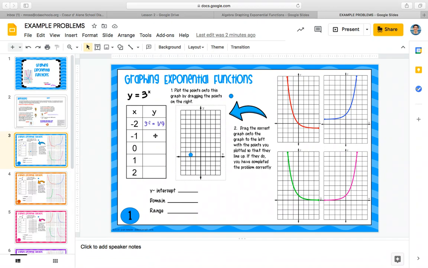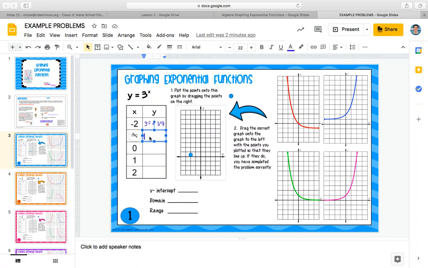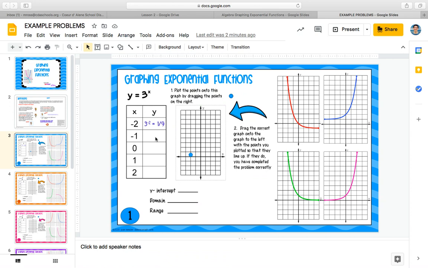We're looking at the equation y equals 3 to the power of x. What I recommend doing first is filling out this table. As a reminder, when you have negative exponents, your base and your exponent are going to flip into fraction form. For instance, when we had an exponent of negative 2, 3 to the negative 2 is switched into 1 over 3 to the second, which is actually 1/9.